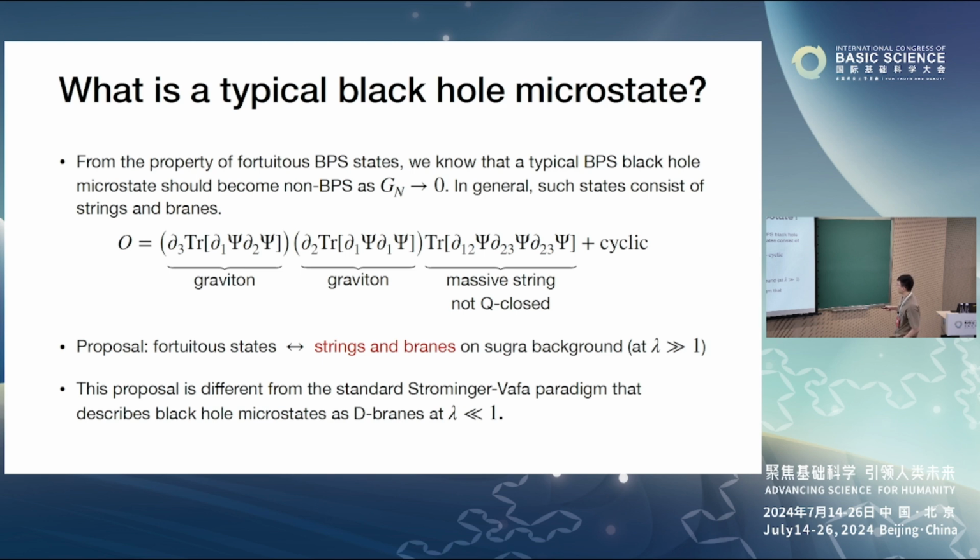Let me stress once again that we are working at large 't Hooft coupling, such that the bulk dual has a semi-classical supergravity theory. I mean, the bulk dual has a low energy supergravity theory. So this proposal is actually different from the standard Strominger-Vafa paradigm that describes black hole microstates as D-branes at weak 't Hooft coupling. Because our proposal is at strong 't Hooft coupling, it is different from the standard Strominger-Vafa one.